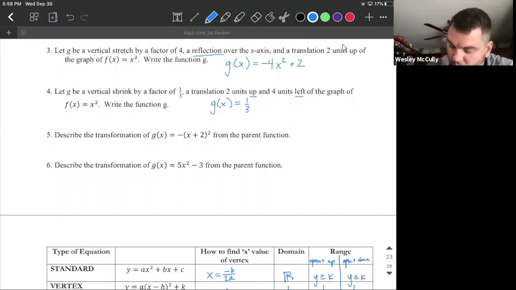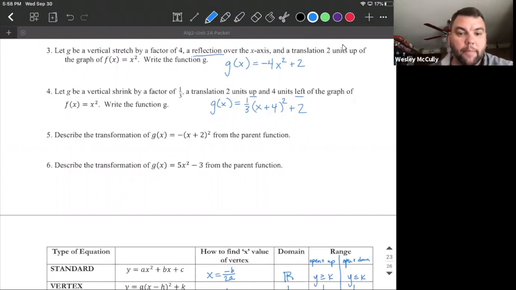And then we have a translation up and to the left. So that means we're going to have to put a quantity in parentheses, x plus 4, since it's going to the left, we use plus 4, and then we square that entire quantity. So it's very important that you put the square on the quantity and not the square on the x, because that 4 has to be included in the square. And then we have 2 units up, so we will add 2 to the end.